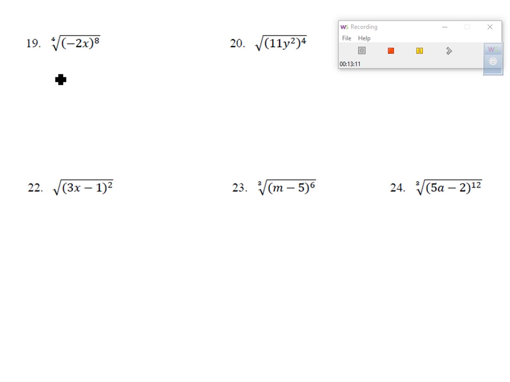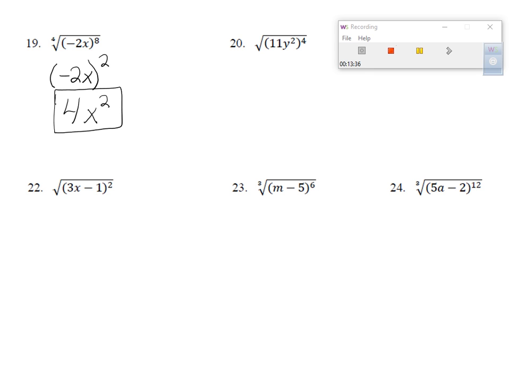Number 19, there's a quantity, so leave that quantity alone. So go ahead and write down negative 2x real fast. Now, 8 divided by 4 is 2, so I've really got negative 2x quantity squared, but that simplifies. Negative 2 times negative 2 is positive 4x squared. Boom.